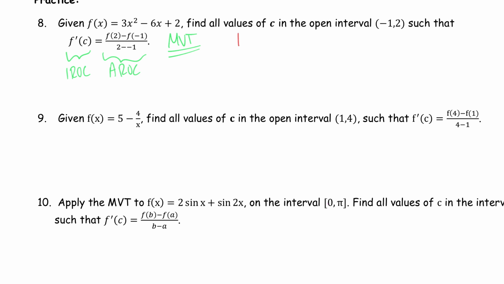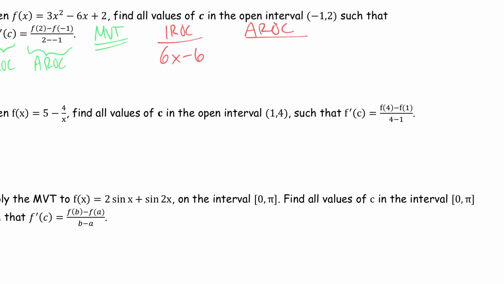So I'm going to make 2 columns. We've got the instantaneous rate of change, so that's going to be the derivative. So let's do the derivative. That's going to give us 6x minus 6. And then let's do our average rate of change. I'm going to do that off to the side. So f of 2, we're going to plug in 2. We get 3 times 4 is 12 minus 12 plus 2, that's just 2.